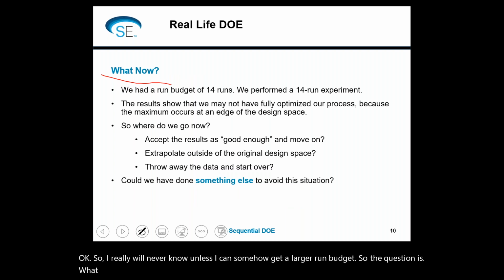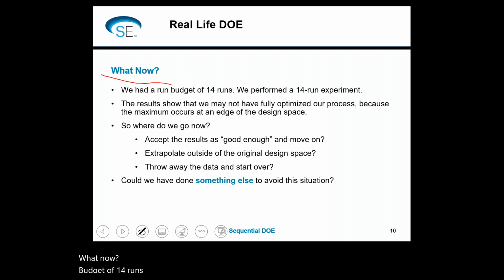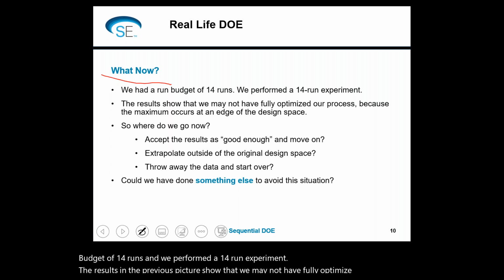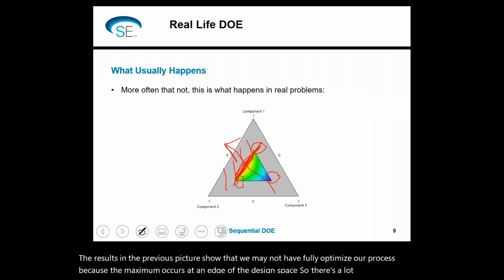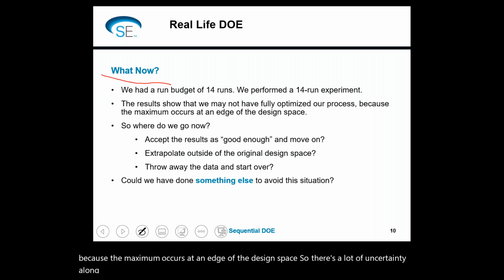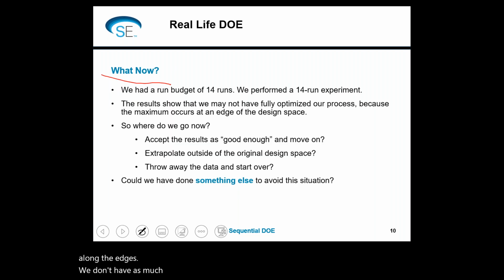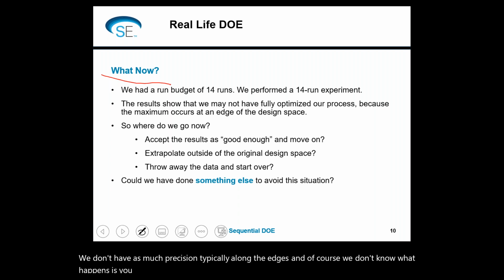Well, we had a run budget of 14 runs and we performed a 14-run experiment. Okay. The results in the previous picture show that we may not have fully optimized our process because the maximum occurs at an edge of the design space. So there's a lot of uncertainty along the edges. We don't have as much precision typically along the edges. And of course, we don't know what happens as you move a tiny bit away from the edge on the other side.